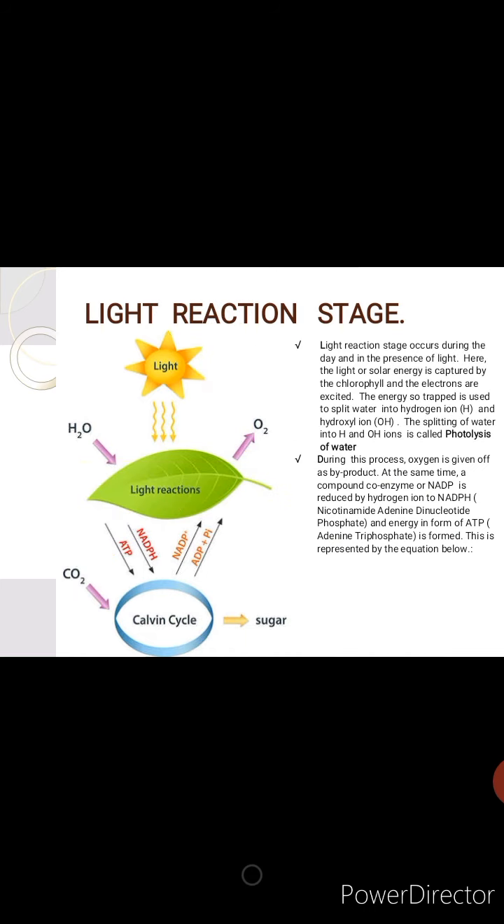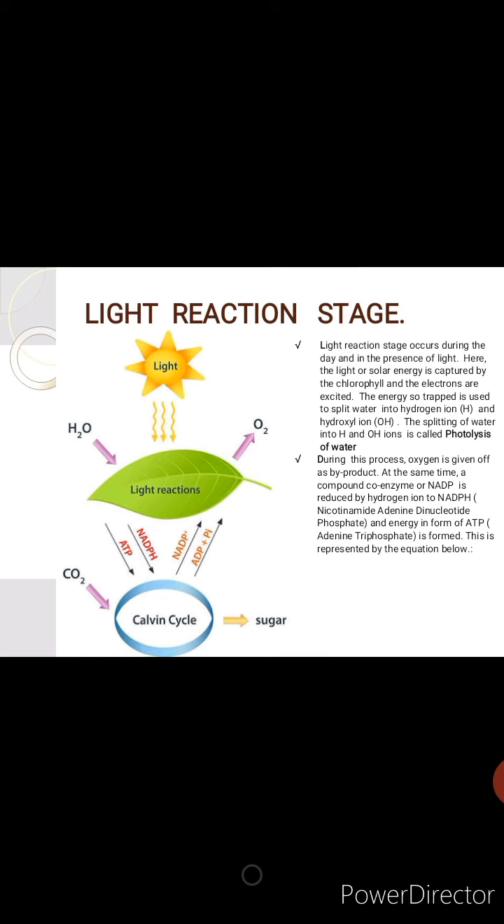Now, the light reaction stage. We want to talk about the light reaction stage and what occurs during this stage. The light reaction stage occurs during the day in the presence of light. Here, the light or solar energy is captured by the chlorophyll. Chlorophyll is a pigment that is found in the leaf, and electrons are excited. Can you see the diagram?